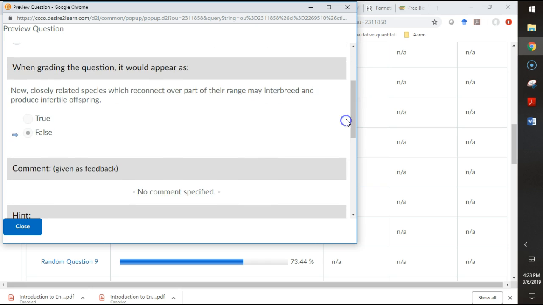Okay, so in this first question, "Two closely related species which reconnect over part of their range may interbreed and produce infertile offspring. False." This question could be answered true or false from my perspective. Closely related species that might have a reconnection in their geographic range, this might indicate that the speciation process was incomplete, and so they were just distinct populations, not new species. And in this case, genetics could inform this inquiry. Sometimes scientists debate whether or not species or populations of individuals are of the same species or related species.